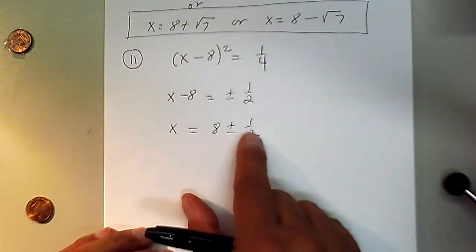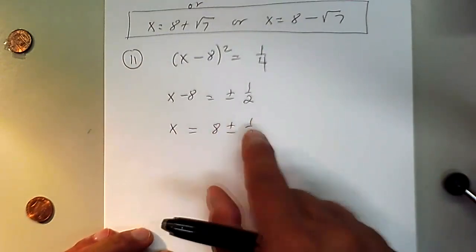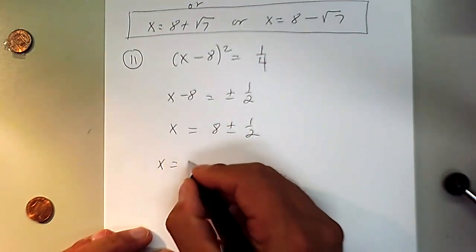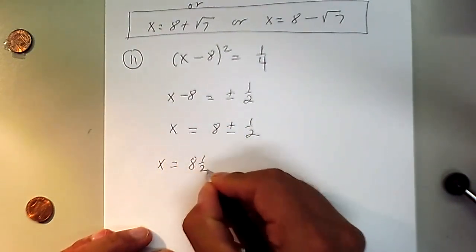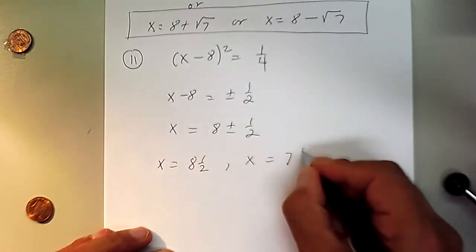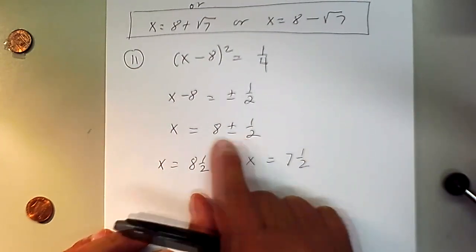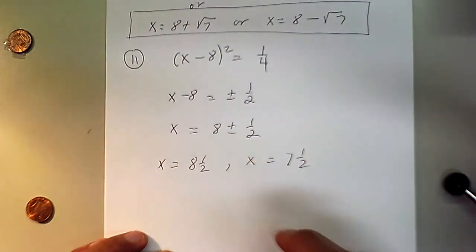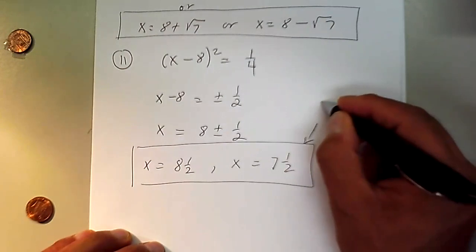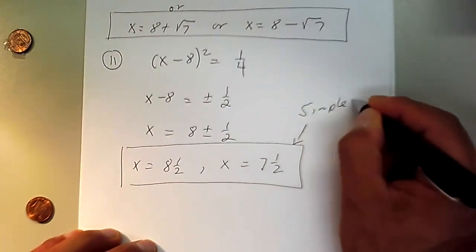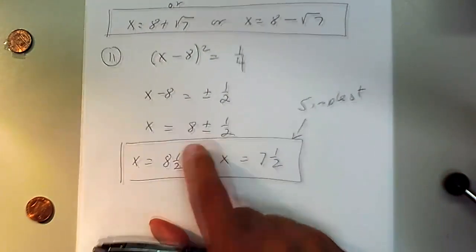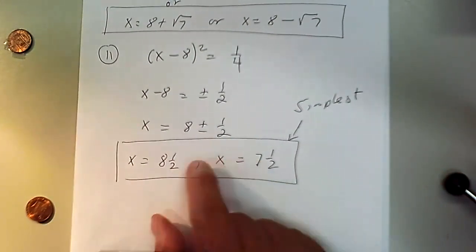But these numbers may combine. It is okay to combine them, and we should. We have to. So x would have to be 8.5, or x would have to be 7.5 when we subtract the 1/2. 8 minus a half is 7.5. So this is the simplest way to write the solutions. We don't want to finish the problem this way. We actually want to perform the computations.